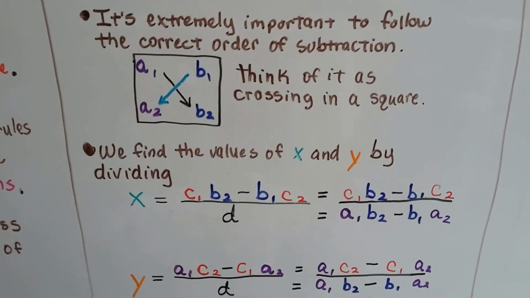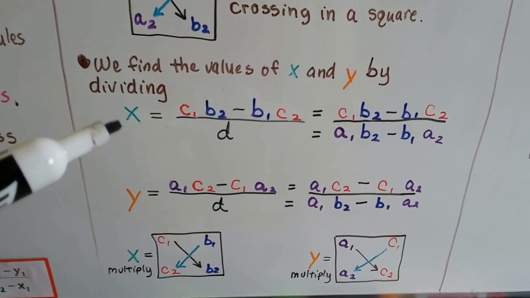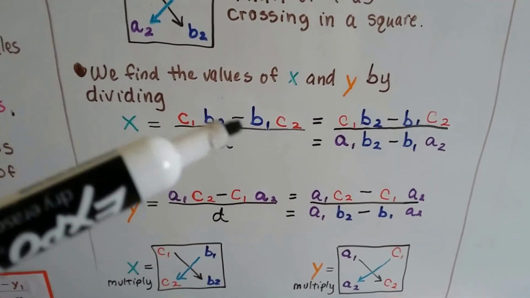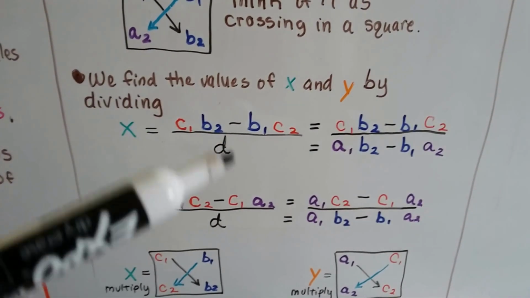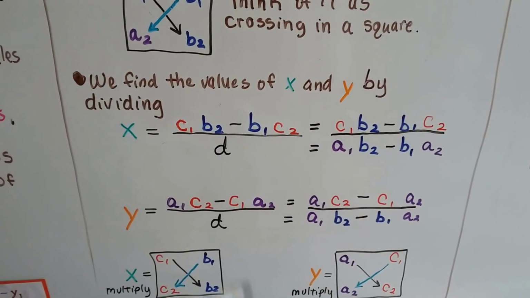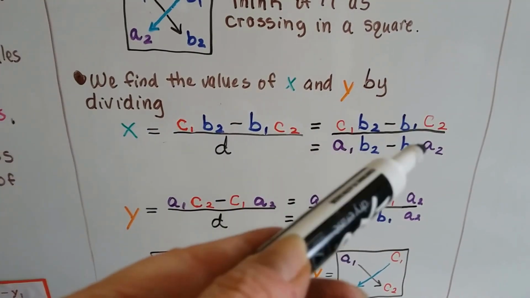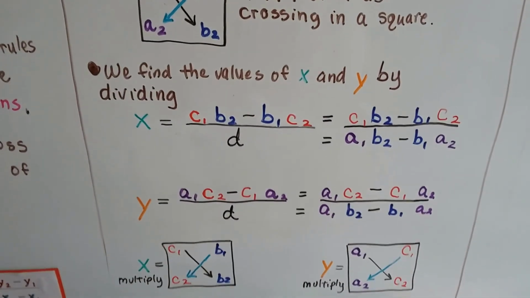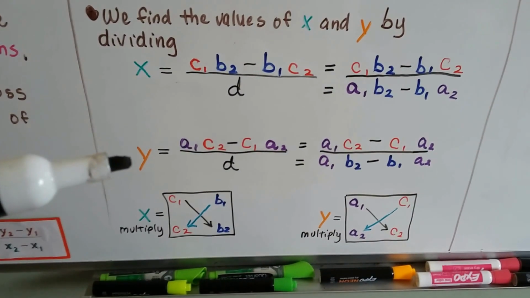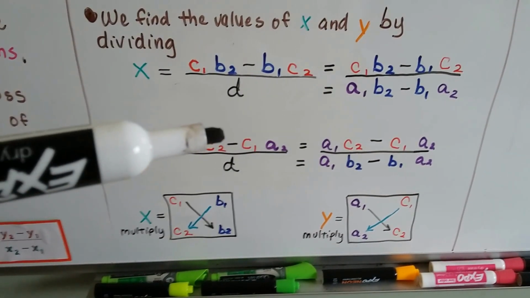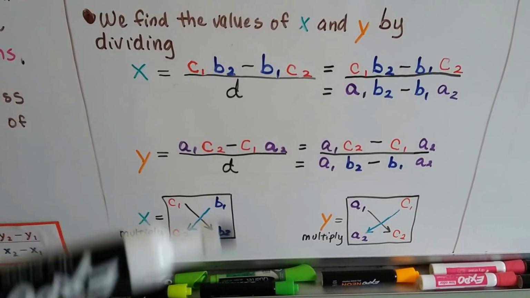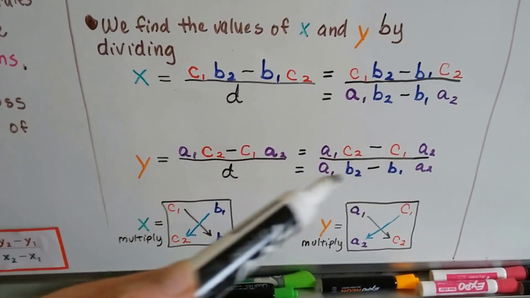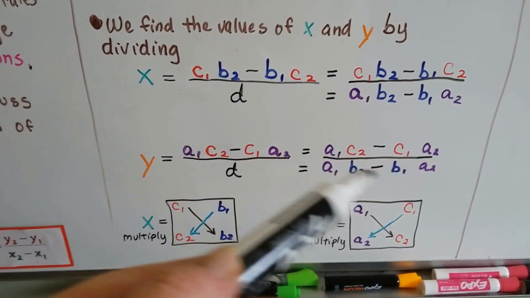We can find the values of x and y by dividing. The formula for x is going to be c1 times b2 minus b1 times c2. And it's going to be over that denominator, whatever it is. So here's that denominator formula down here for the denominator. And then this numerator is just the same thing as this. That's all. All right? To find y, we're going to do a1 times c2 minus c1 times a2. And that's going to be over our denominator. So once we know what the denominator is and we do that formula, it won't look so busy because all of these a's and b's will be gone.